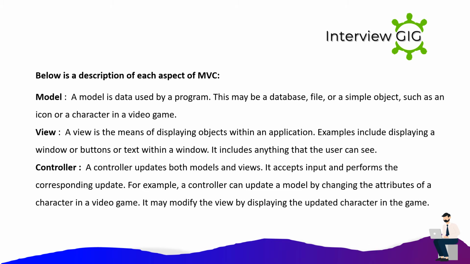Below is a description of each aspect of MVC. Model. A model is data used by a program. This may be a database, file, or a simple object, such as an icon or a character in a video game. View. A view is the means of displaying objects within an application. Examples include displaying a window or buttons or text within a window. It includes anything that the user can see.